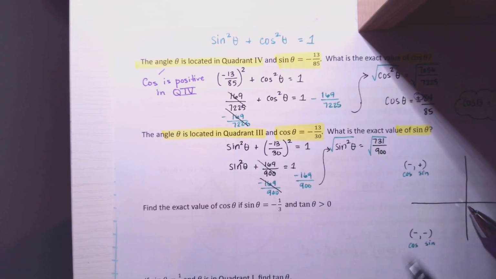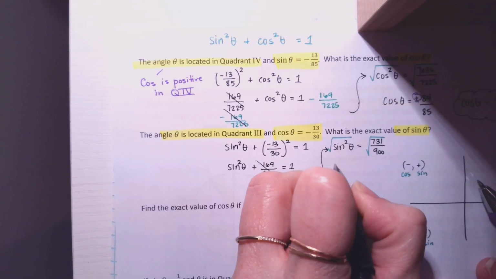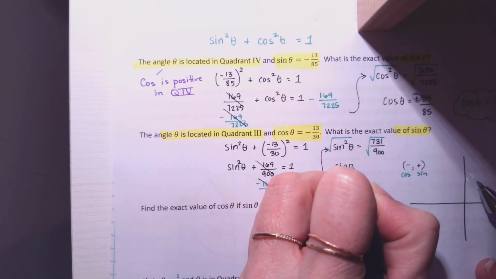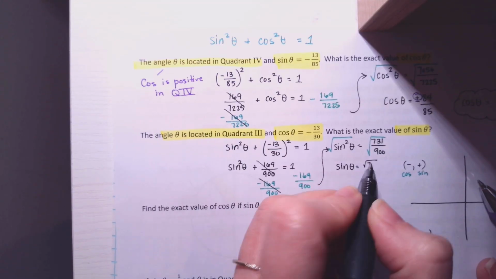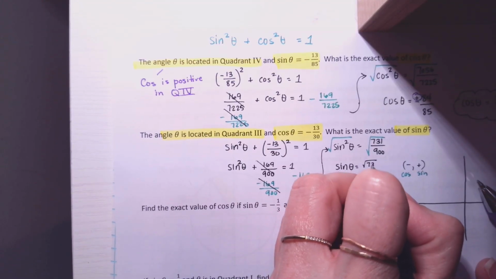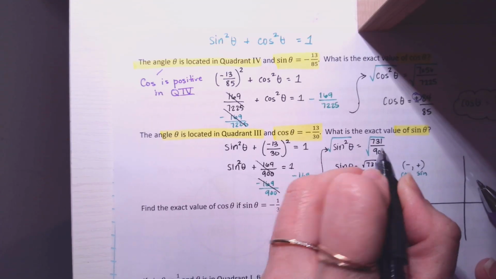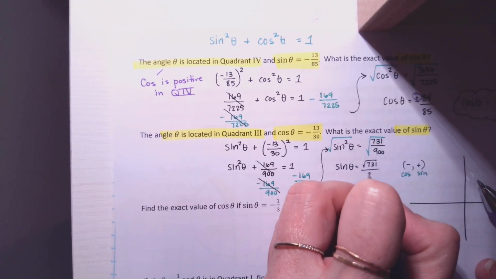We can simplify the bottom though. So the square root of the left would leave us with just sine of theta. The square root of the top we're not going to be able to simplify because it's only 17 and 43, and both those are prime numbers. And on the bottom, the square root of 900 would be 30.